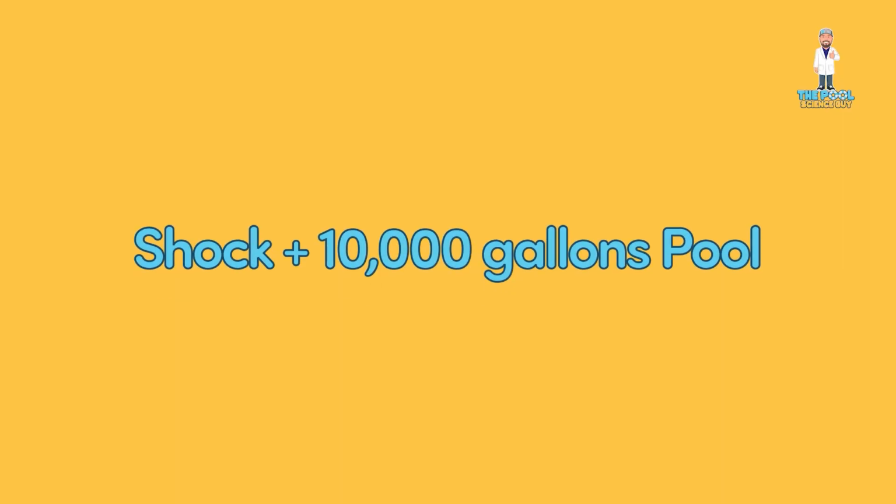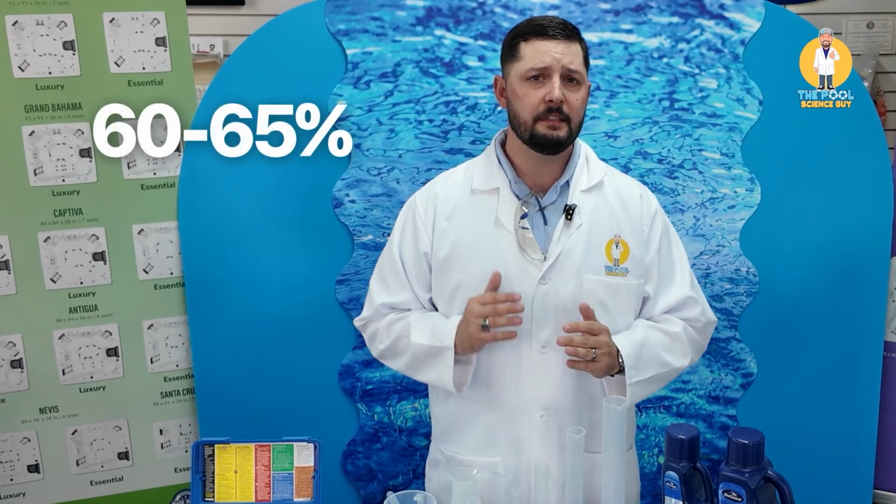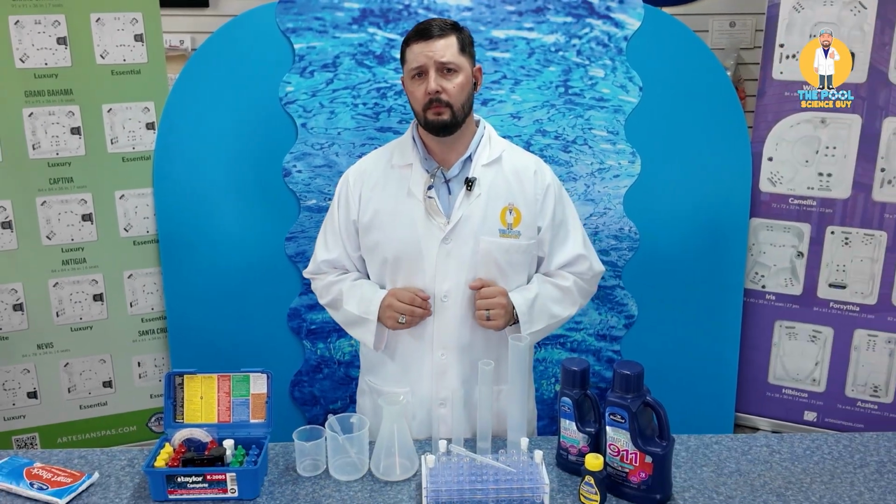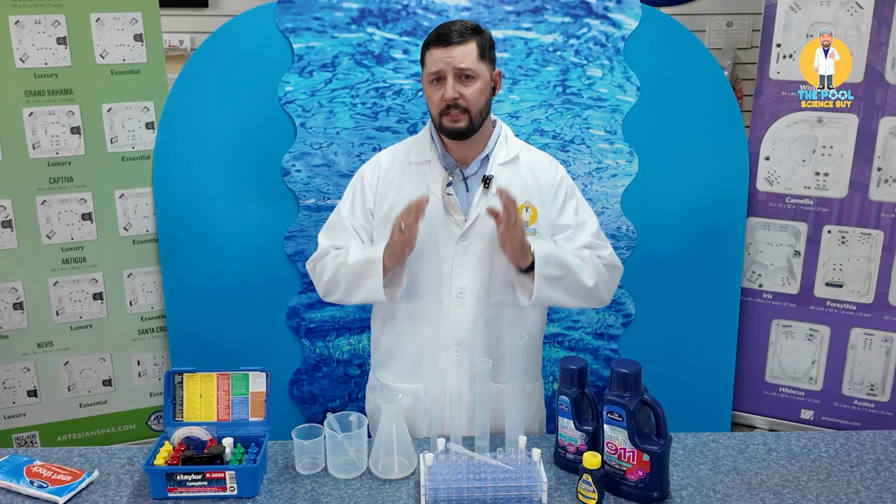So I added that shock to my 10,000 gallon pool at a 7.5 pH. HOCl was about 60 to 65% of that breakdown. OCl was the remainder. So that ideal range was very effective at sanitizing my pool.